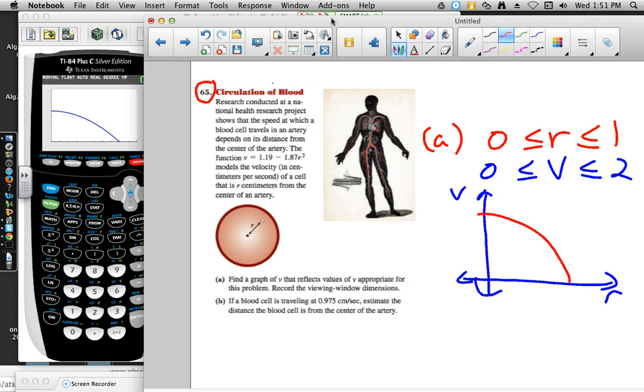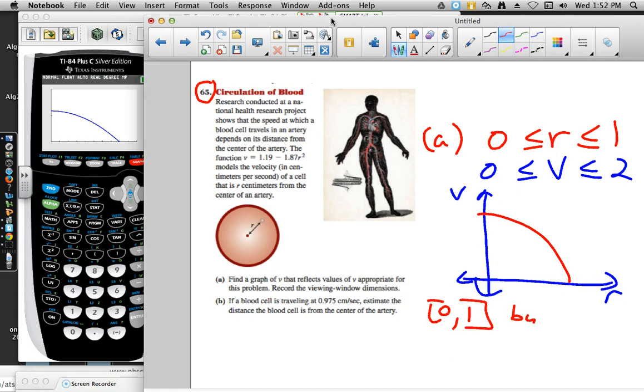We didn't necessarily need all of that height that we have up there, but this was a pretty good look. So there's a sketch of what we see. And A just said, find a graph of V that reflects values of V appropriate for this problem and record the viewing window dimensions. So the way that they usually do it is give us the x's together, and we went from 0 to 1.